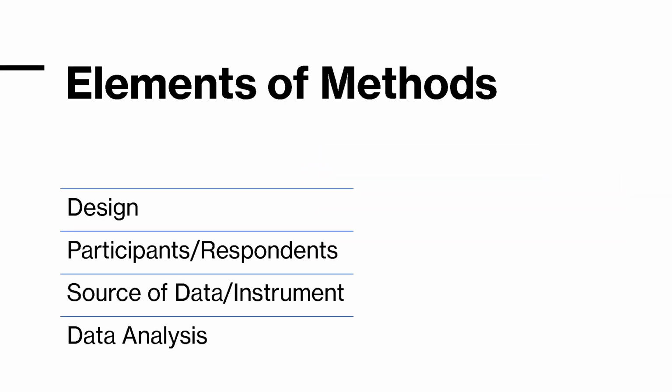So let's have another idea with the method of research. Now, there are four elements of method of research. Firstly is the design. Second is the participants or respondents. Next is the source of data or instrument. And the last part is data analysis. Under data analysis, in other references, you may look at technology integration because there are software packages that you're going to use.